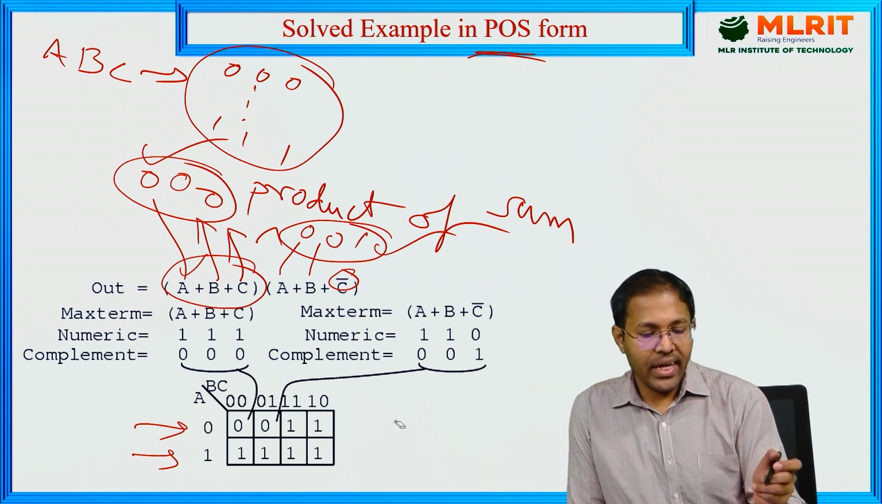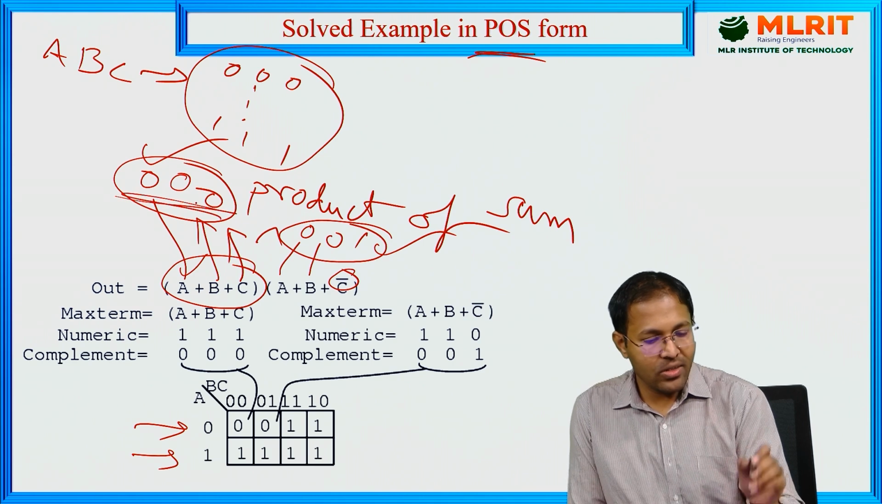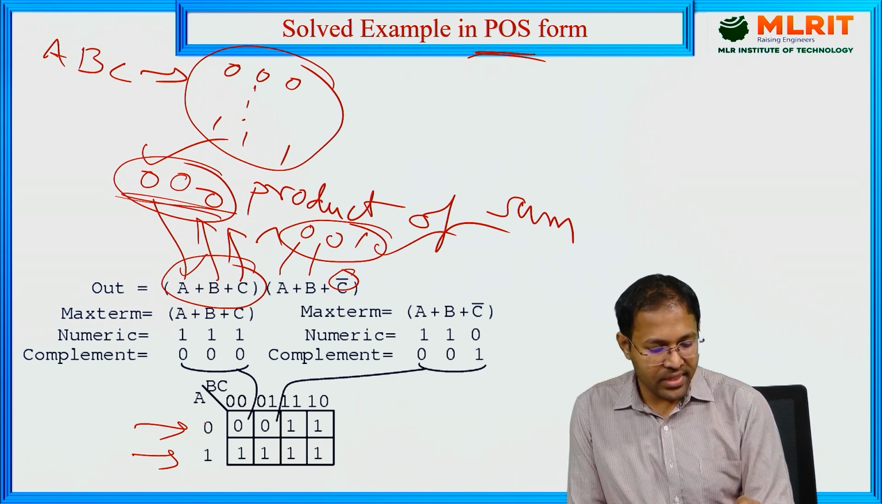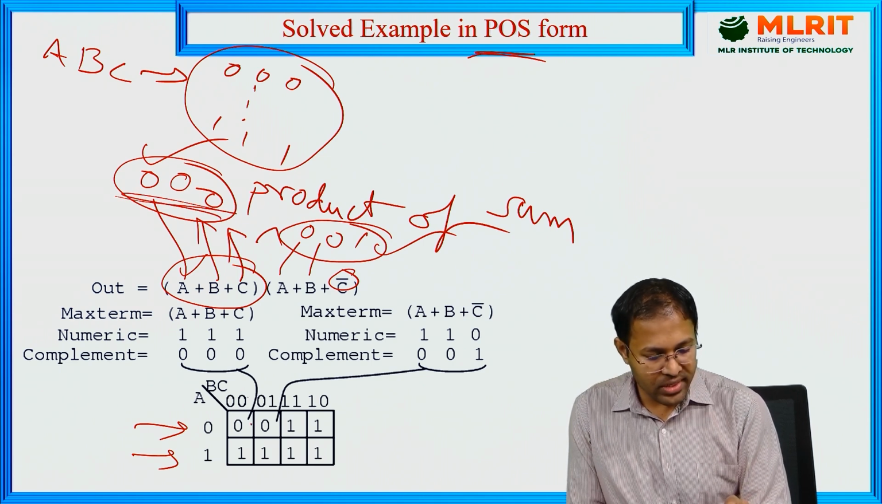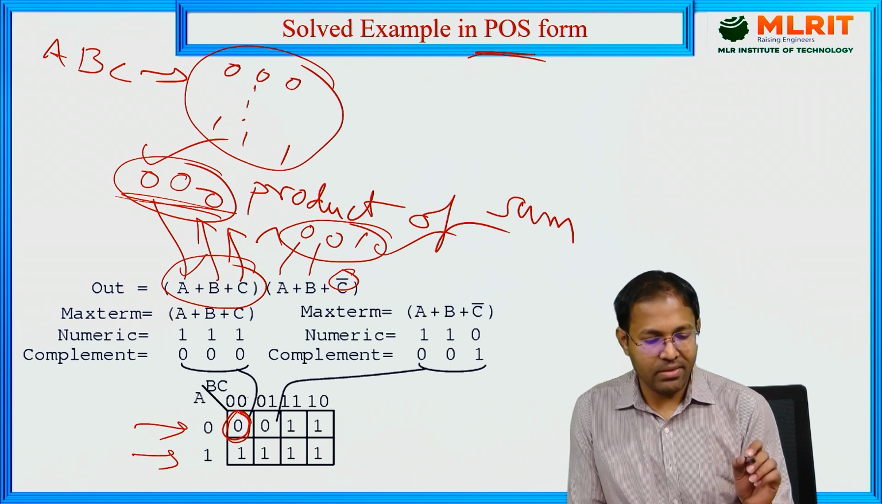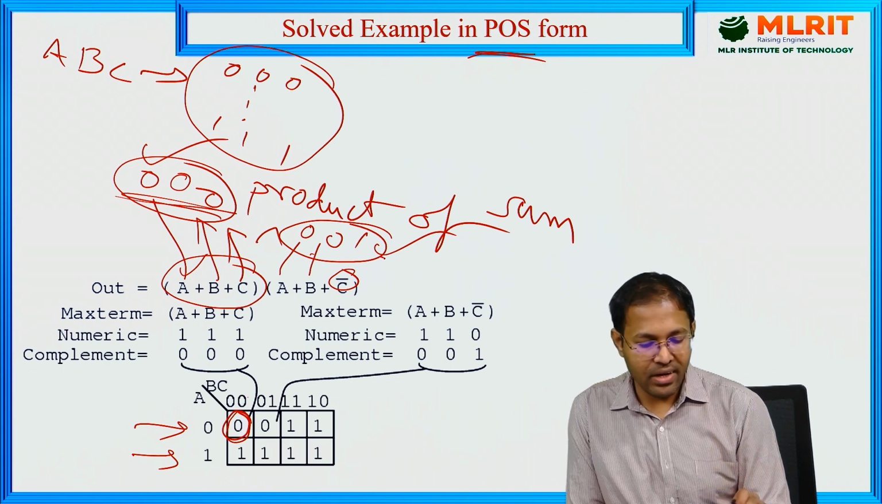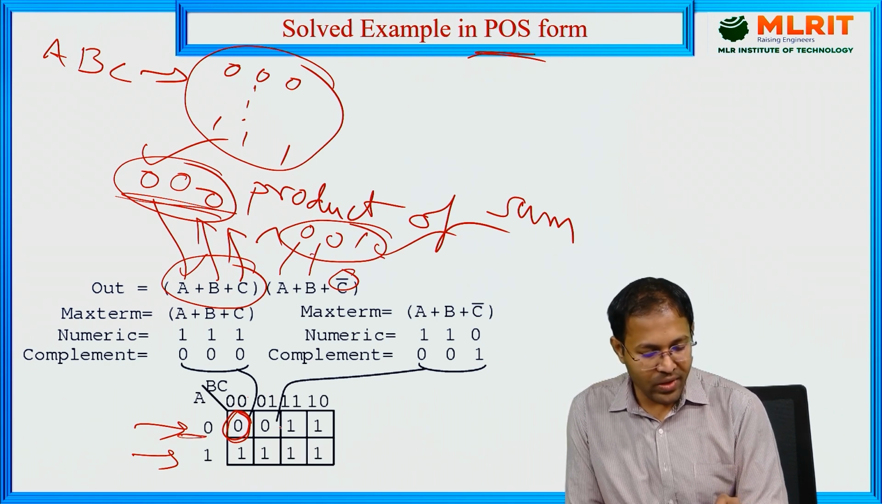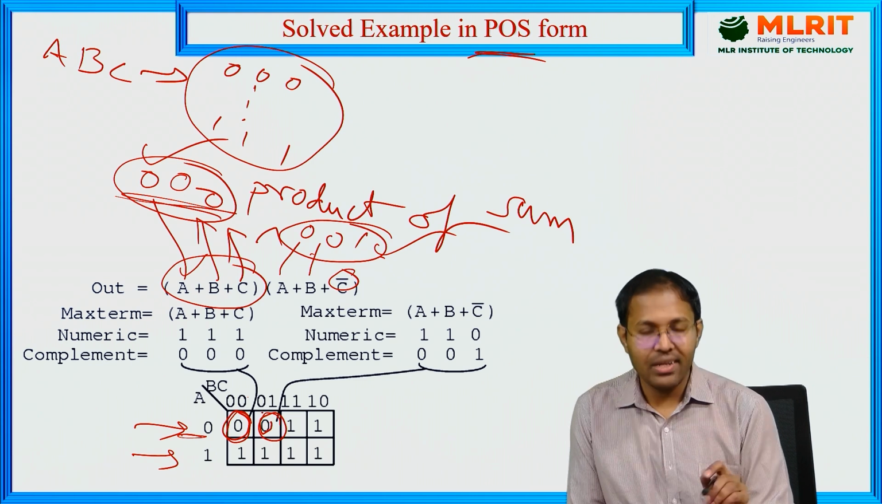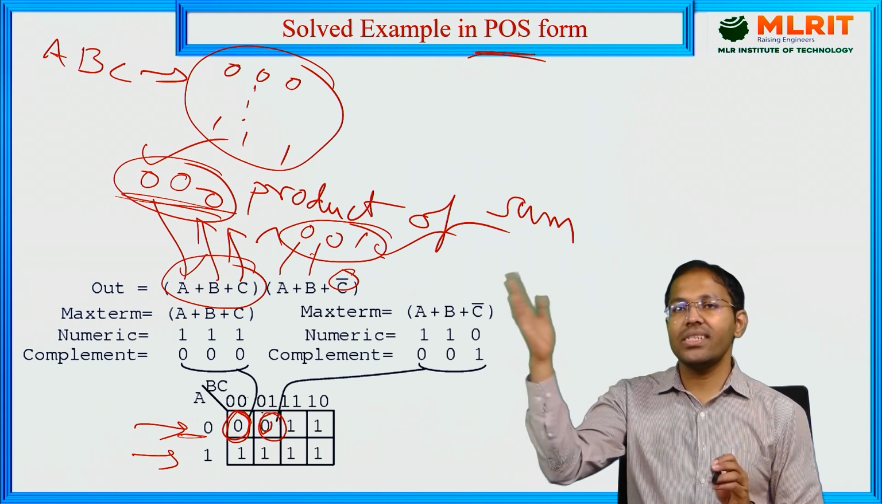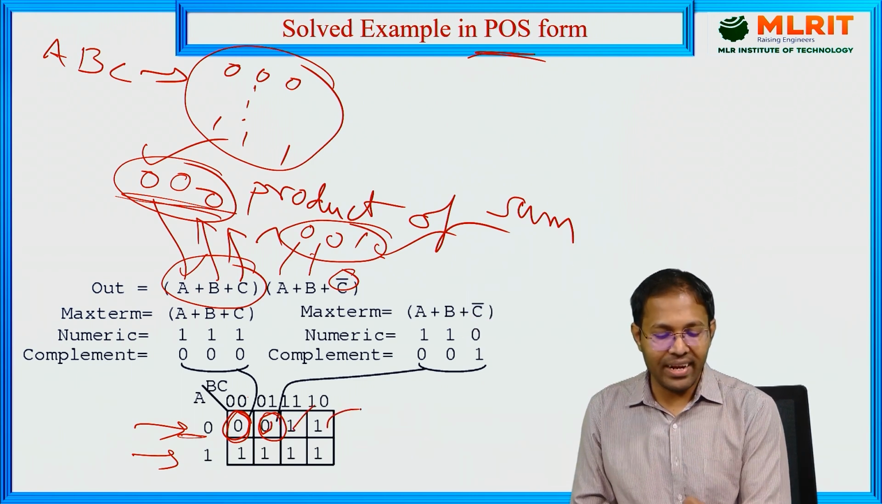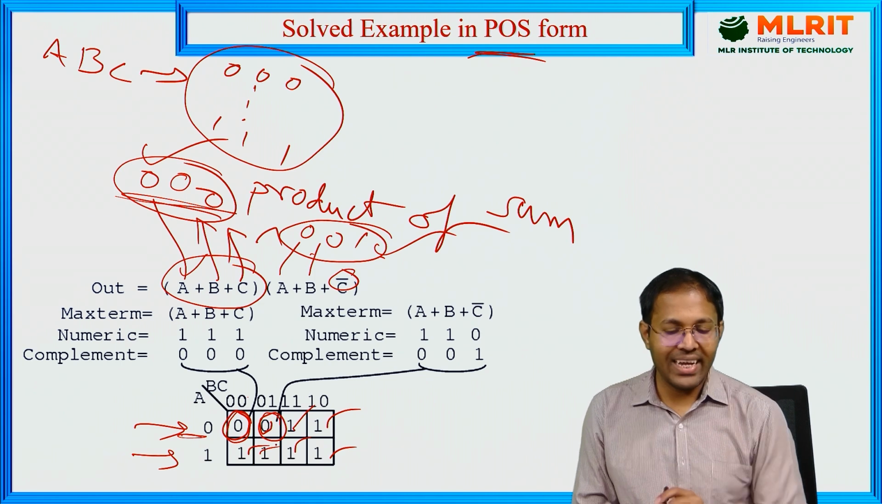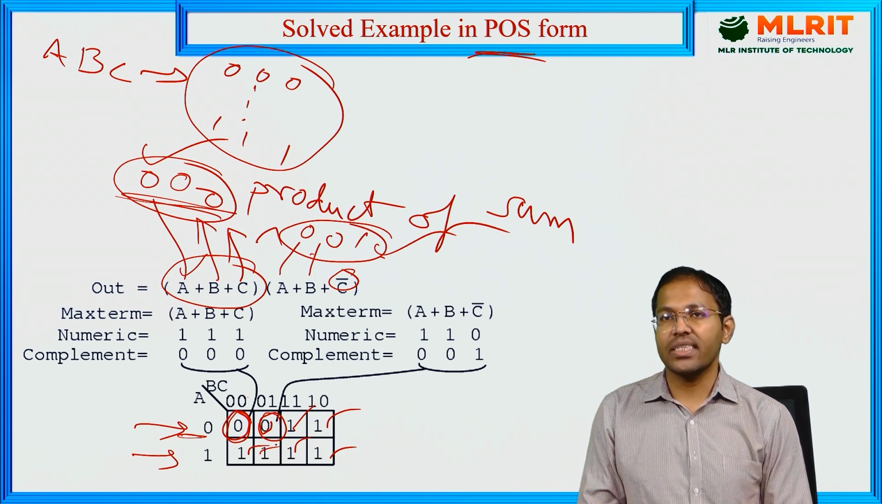So, here 0, 0, 0. A is 0, B, C both are zeros, hence we are writing a 0 here. Next term is 0, 0, 1. So, 0, 0, 1. We are writing another 0 here. Rest all we can write once. Remaining all boxes we can write once or we can leave it as it is. Anything is accepted.